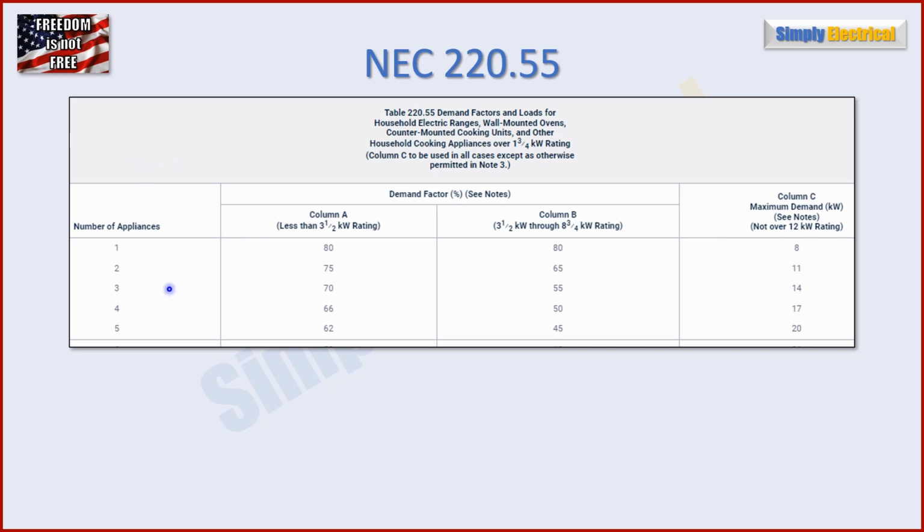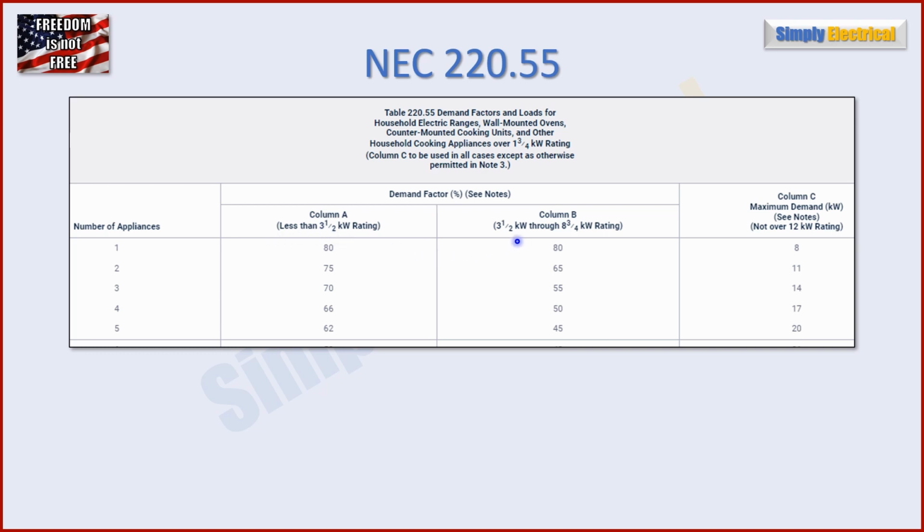So you have these 4 sections here, columns, but really you have 3 main columns, A, B, and C. The first column over here is just your number of appliances that you're dealing with. Then you have column A, which says less than 3.5 kW rating. Now that's a little misleading because we were already told that this table only goes down to 1 3/4 kW, so this really should have said between 1 3/4 and 3.5 kW rating. I'm not sure why it says less than 3.5. That's, like I said, a little misleading.